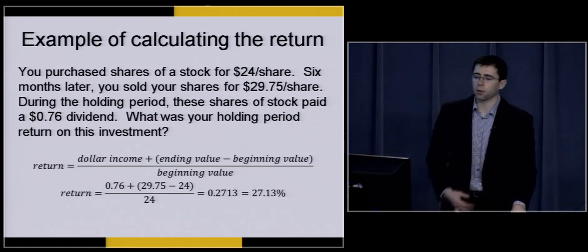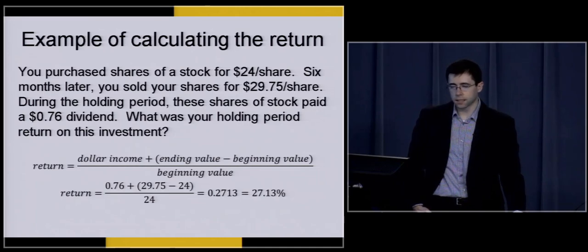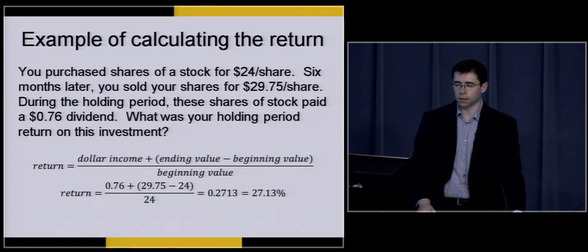So in this example, you've purchased shares of a stock for $24 a share. 6 months later, you sold your shares for $29.75 per share, and during the holding period, those shares of stock paid a 76-cent dividend. What was your holding period return on this investment? Well, the way we calculate your holding period return on this investment is by simply taking that formula that I just gave you, so dollar income plus ending value of the investment minus beginning value of the investment, aka the capital gains, and dividing all of that by the beginning value of your investment.